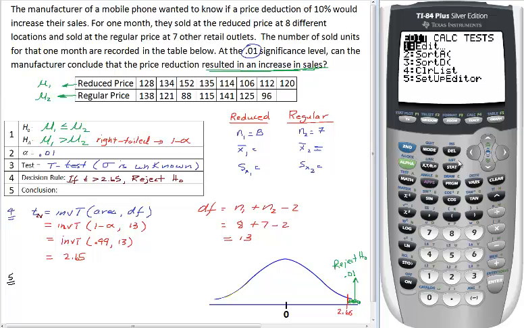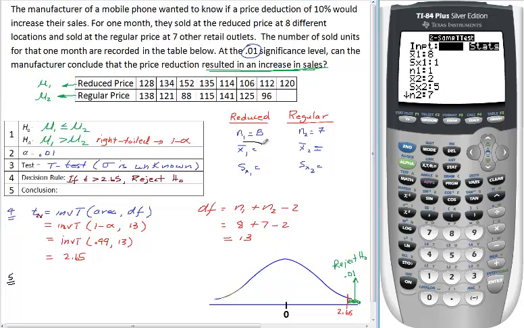Now I've already put the data in list 1 and list 2. So now we go back to stat. This time we'll do our test. We're going across to our test, to 2 sample t, but this time I'm going to use the data, because I have the raw data. Make sure you highlight data, not stats. We don't have the statistics, so we're going to have the calculator do the test from the raw data.